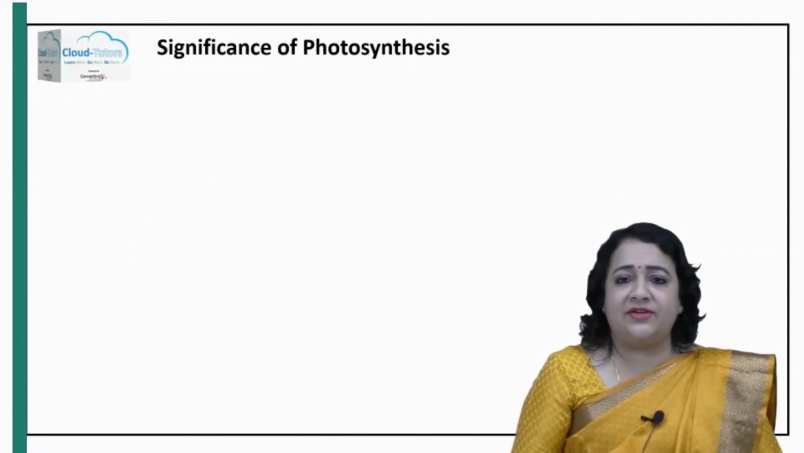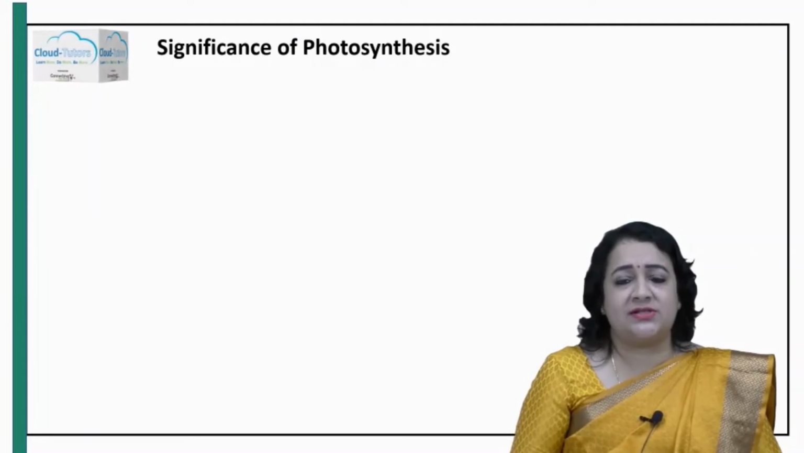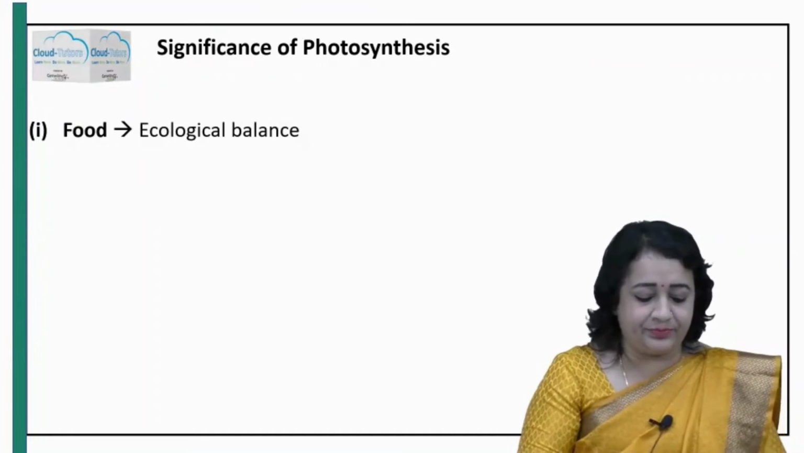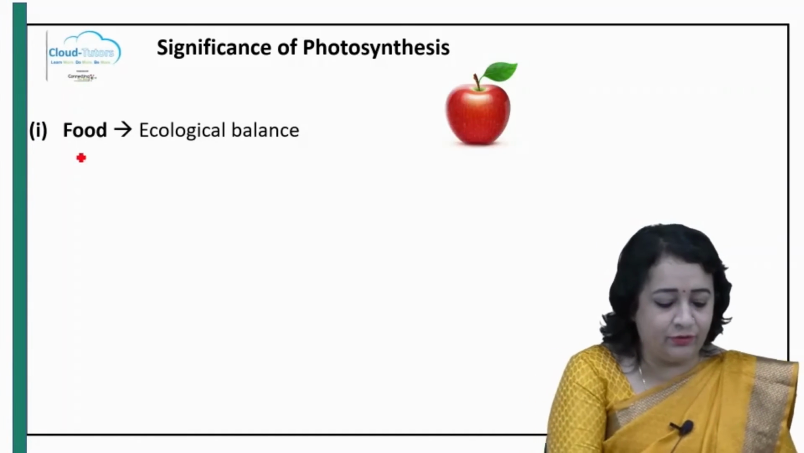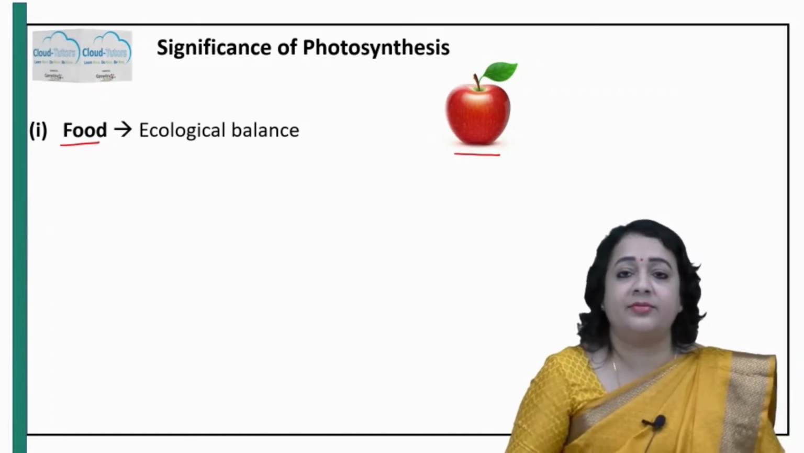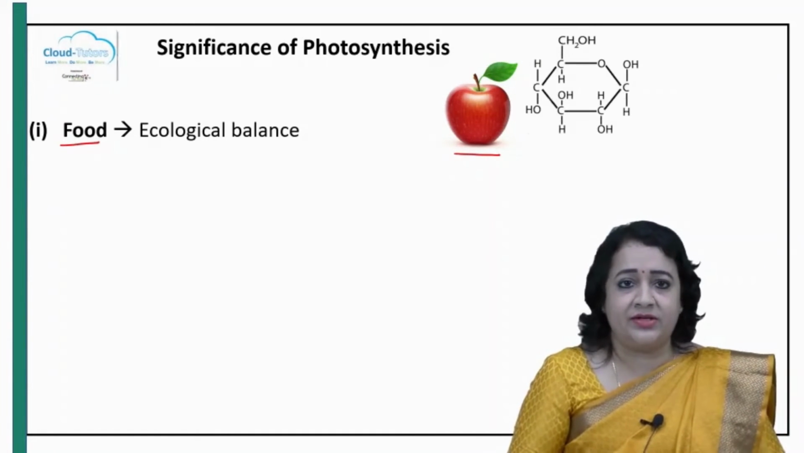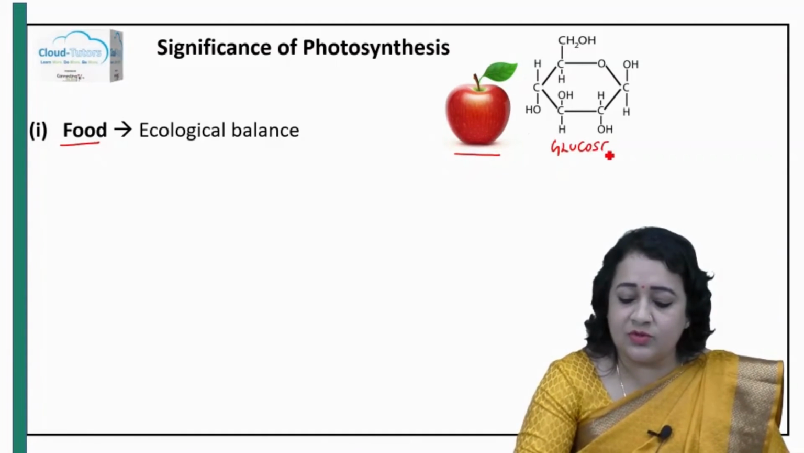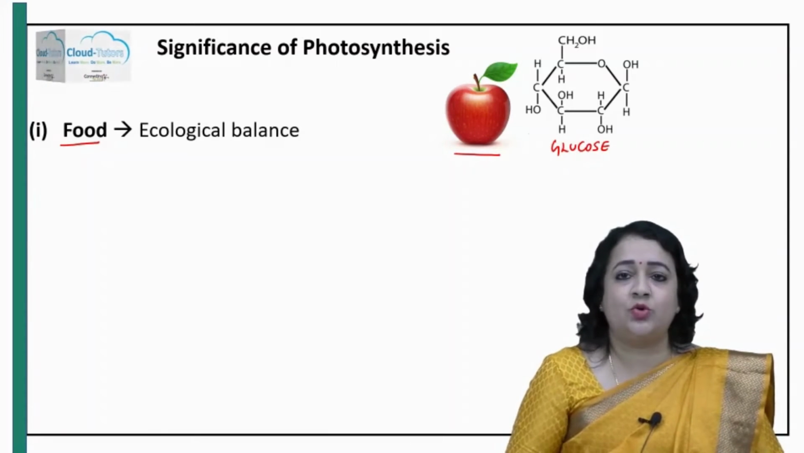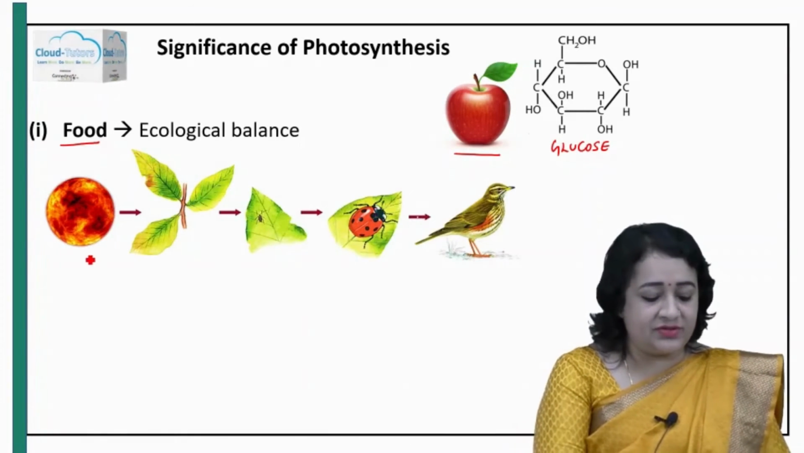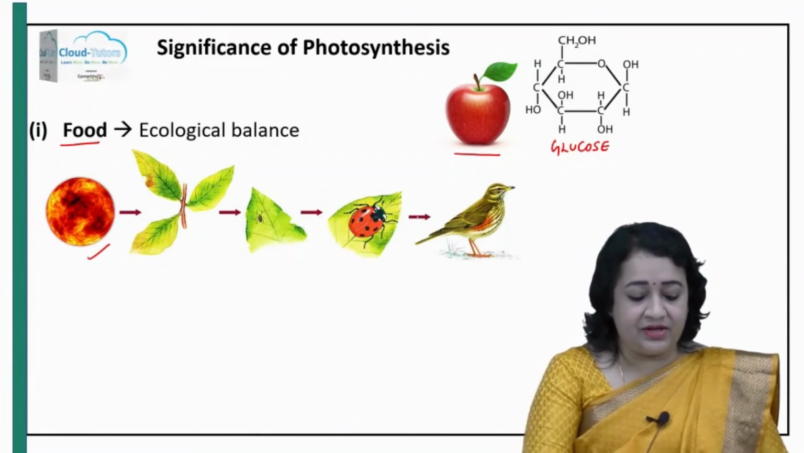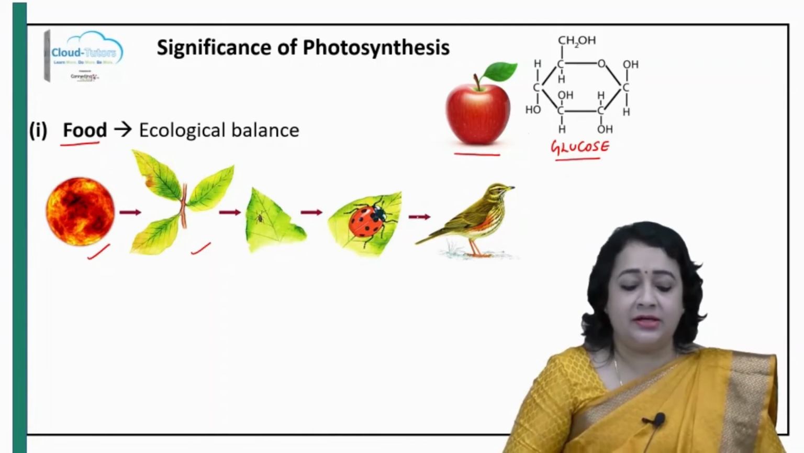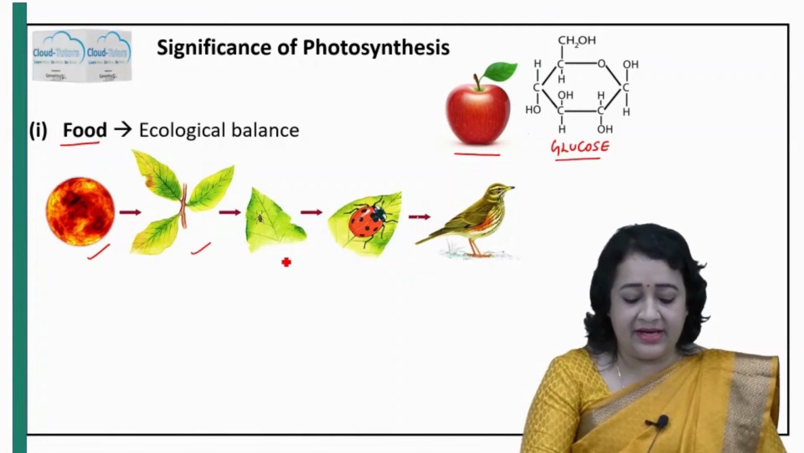Now coming to the significance of photosynthesis. Why is photosynthesis so important? By photosynthesis we get food. All the organisms get their food from the plants. During photosynthesis, glucose is synthesized. Using light energy from the sun, the plants prepare their food, that is glucose. Now that food is eaten by the herbivores.